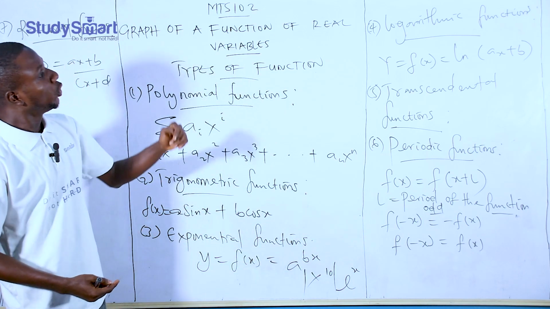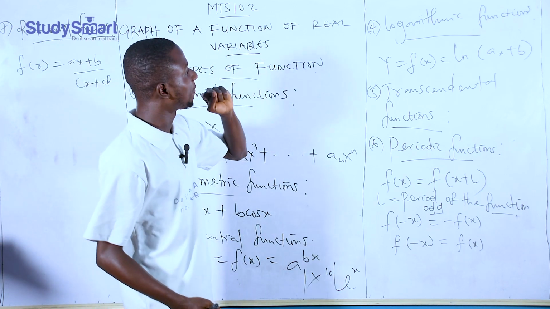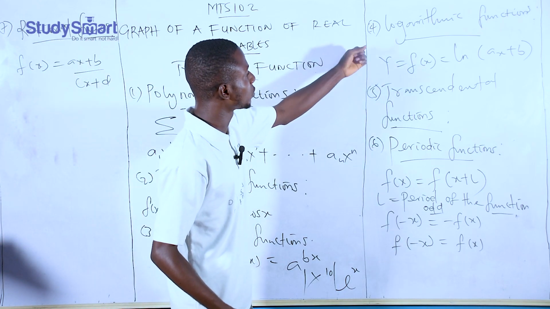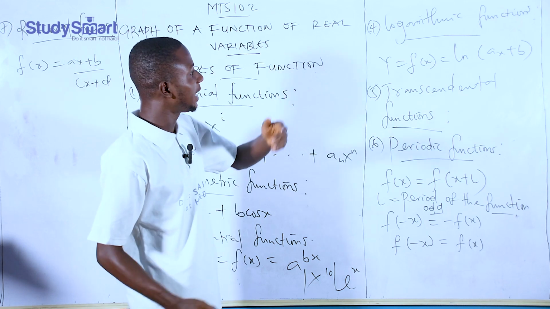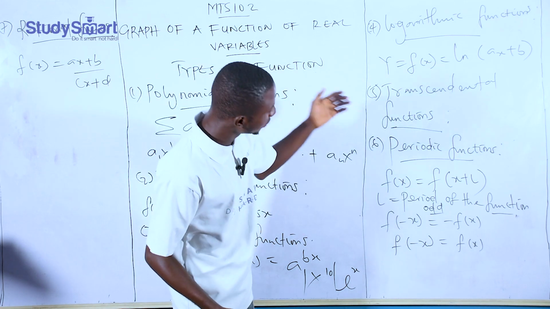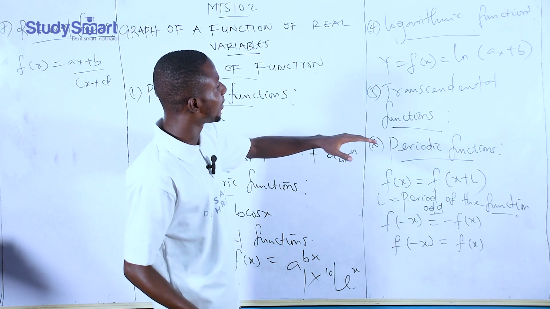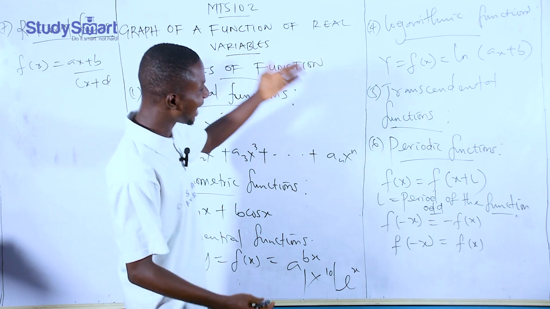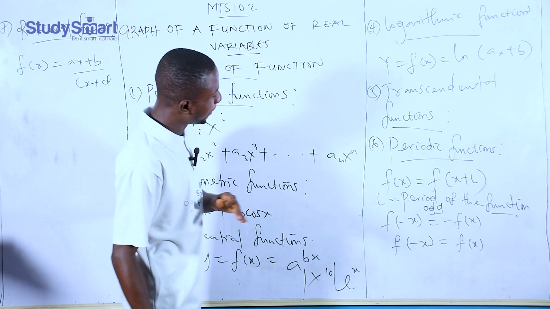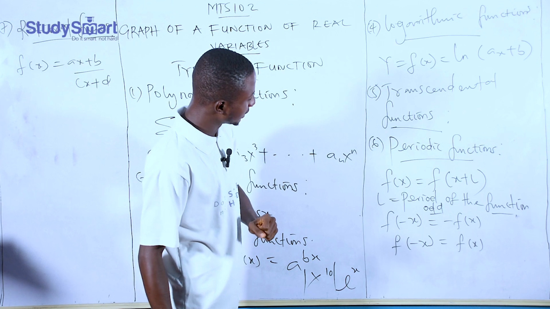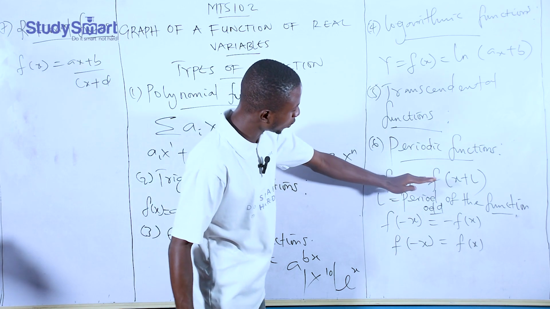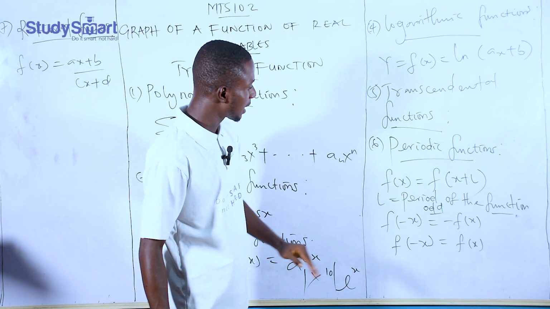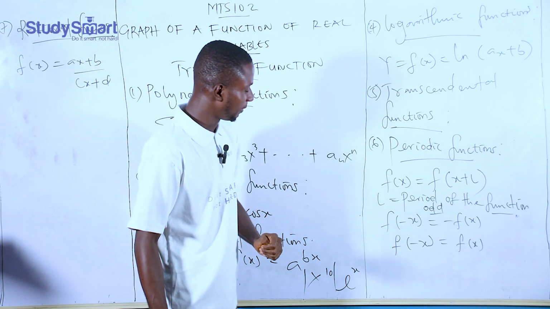We talked about logarithmic functions, which are functions that can be written in the form of y equals f of x equals log of ax plus b. We also talked about transcendental functions that don't take the form of any of the above. We looked at periodic functions, which are functions in the form of f of x equals f of x plus L, where L represents the period of the function.